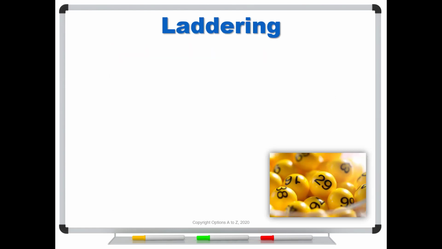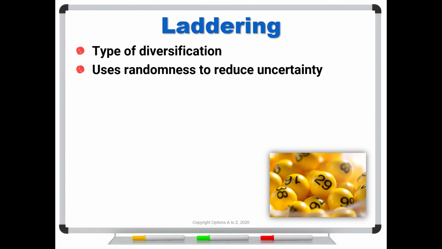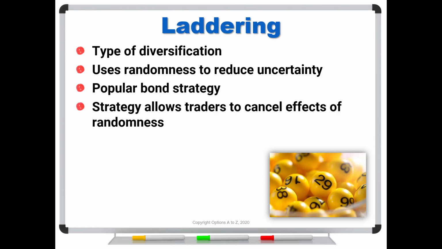So a laddering strategy is really a type of diversification. And as with all diversification strategies, the idea is that it uses randomness to reduce the uncertainty. And it's a real popular bond strategy. That's probably where it came from, but you can use it for any type of investment. And so the strategy allows traders to cancel the effects, or at least largely reduce the effects of randomness.